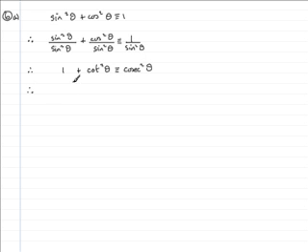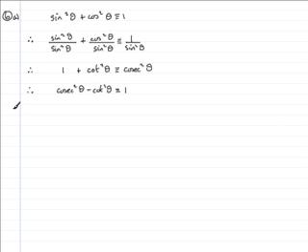Now when I look at what I've got to prove, I can see that I'm very close. All I need to do is subtract cot squared theta from both sides. So if I do that and also rearrange at the same time, I would end up with cosec squared theta minus cot squared theta is identical to 1. And that is what we have to prove. So that's the end of part A.